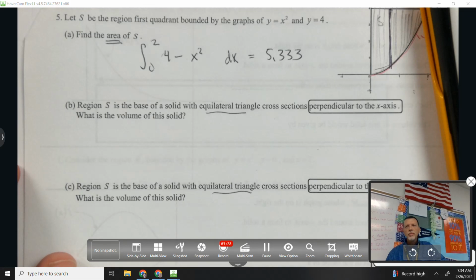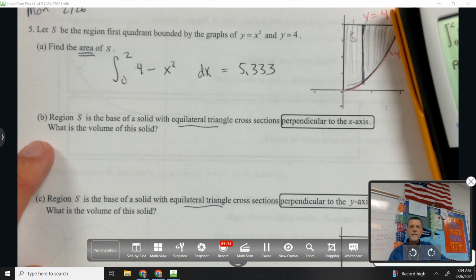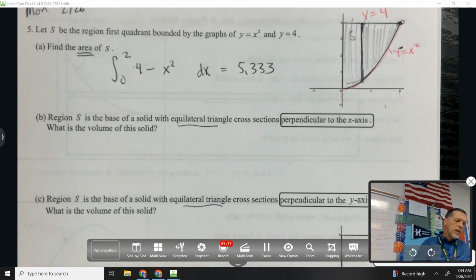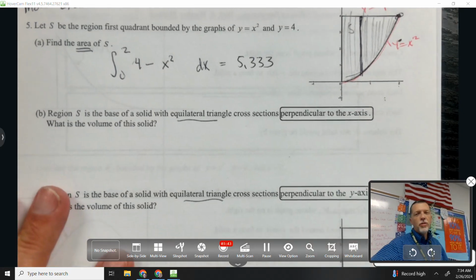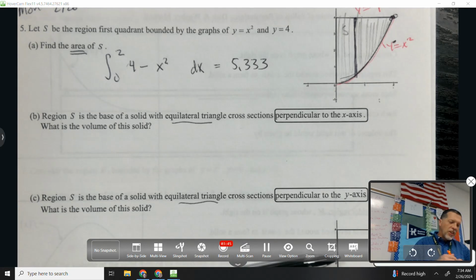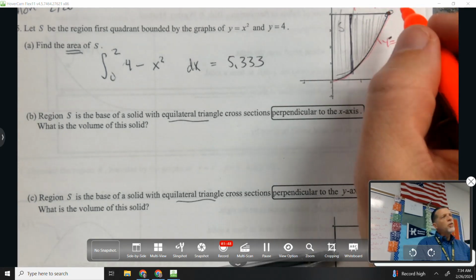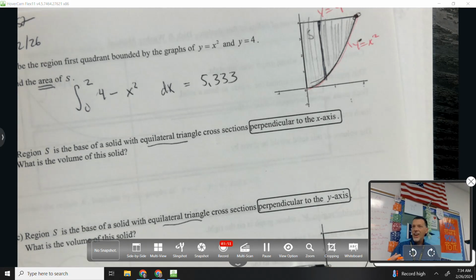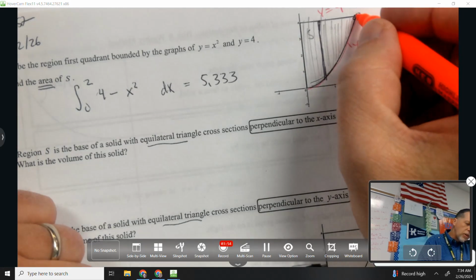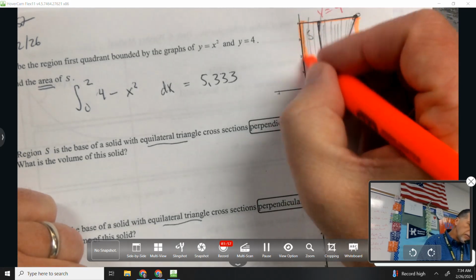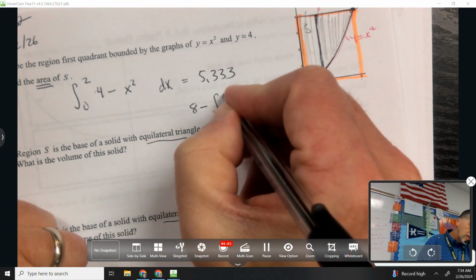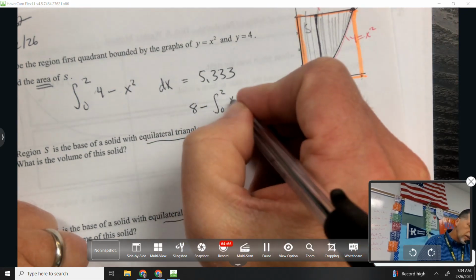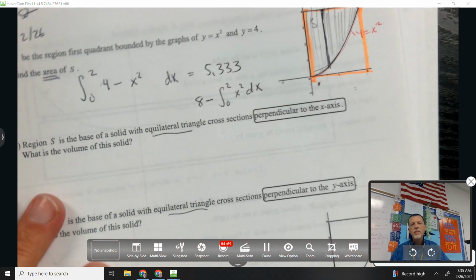Could you find the area as a box, and then subtract, so you just did 4 times 2, and then subtracted this area? Yes. So the question was, could you have? Yeah, I mean, because we're used to finding areas down to the x-axis, maybe that's what you're thinking. And so you could find the area of the box, 4 times 2 is 8, and then subtract the integral from 0 to 2 of x squared, and that should be the same thing.